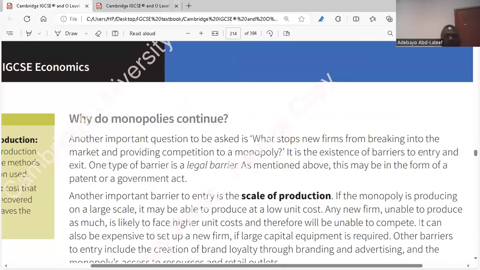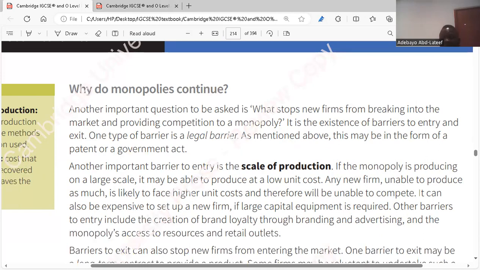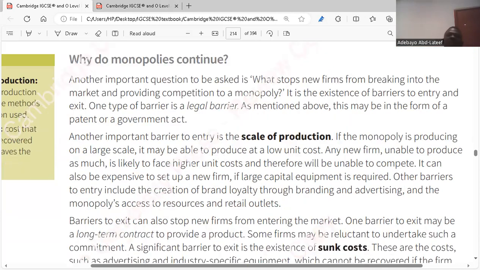Now, we talked about why monopolies exist. Now, why do monopolies continue? Another important question to be asked is, what stops new firms from breaking into the market and providing competition to a monopoly? It is the existence of barriers to entry and exit. One type of barrier is a legal barrier. As mentioned above, this may be in the form of a patent or a government act.